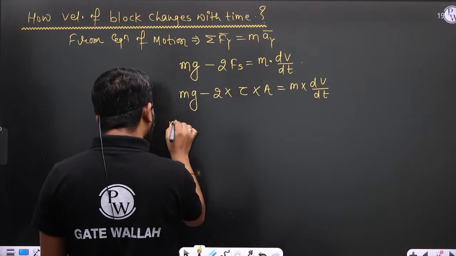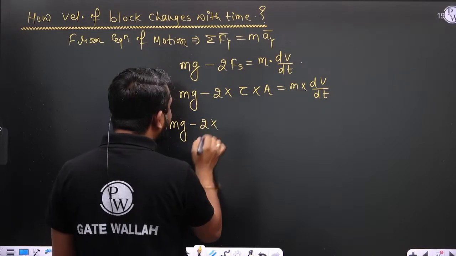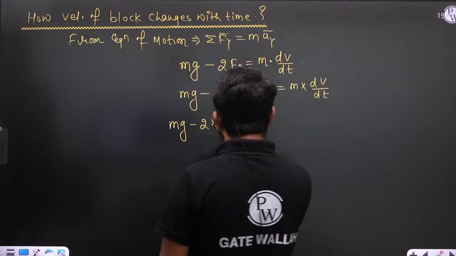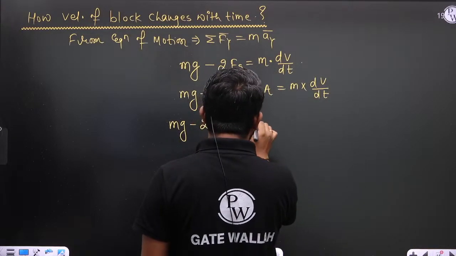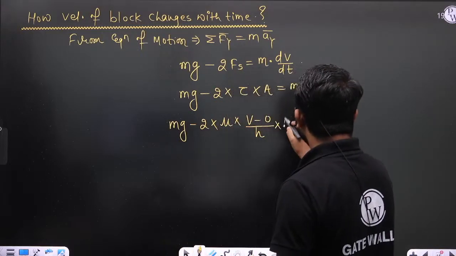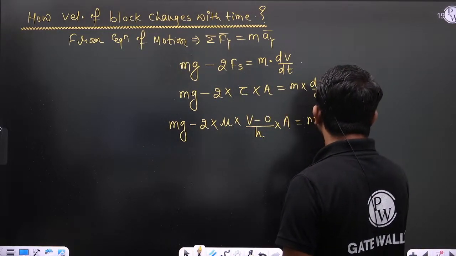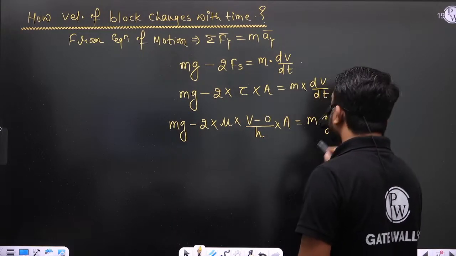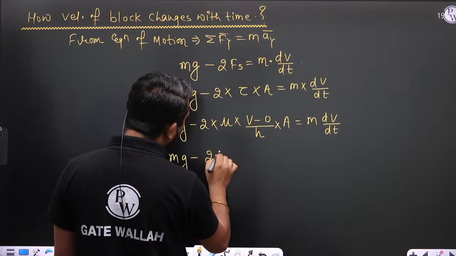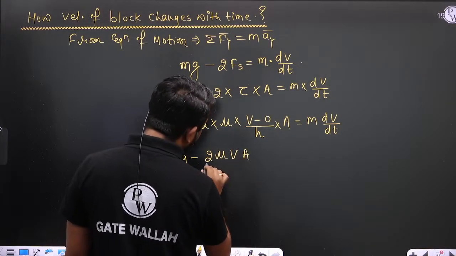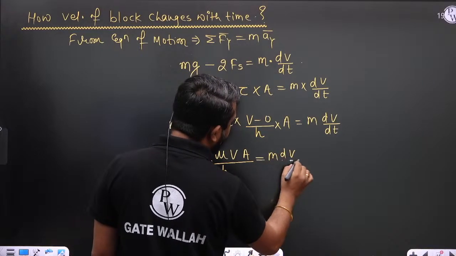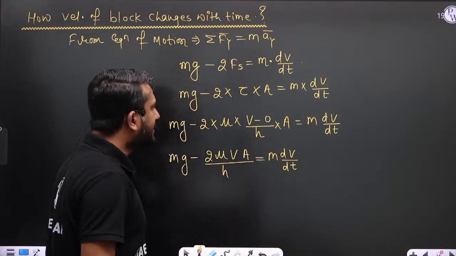Now mg minus 2 into, what is the tau? Tau is mu multiplied by v minus 0 divided by h, multiplied by area, is equal to m dv by dt. So we can write in this way: mg minus 2 mu v A divided by h is equal to m dv by dt.